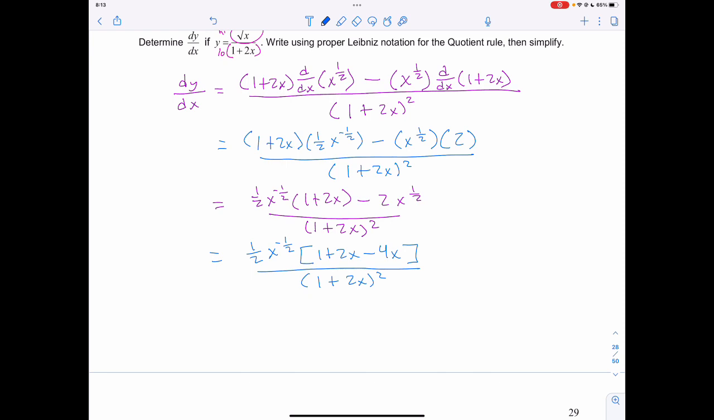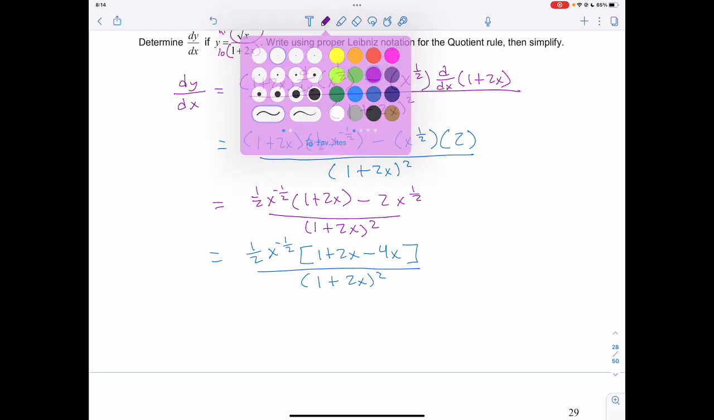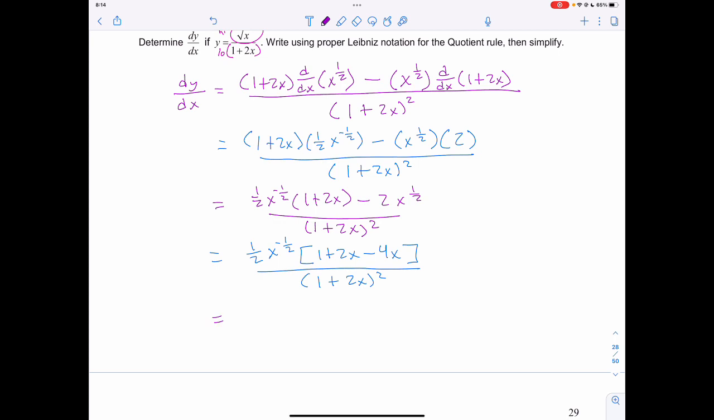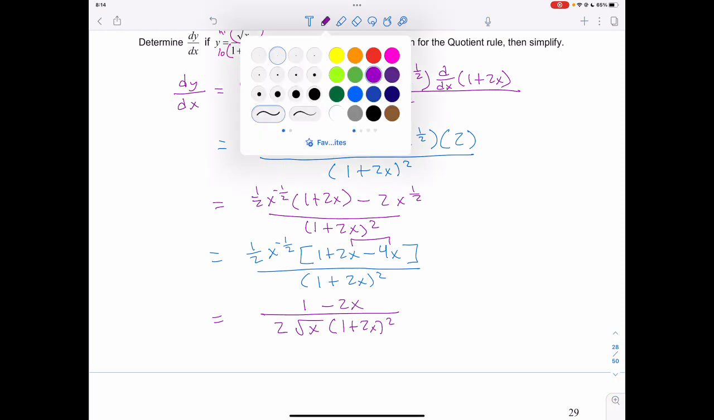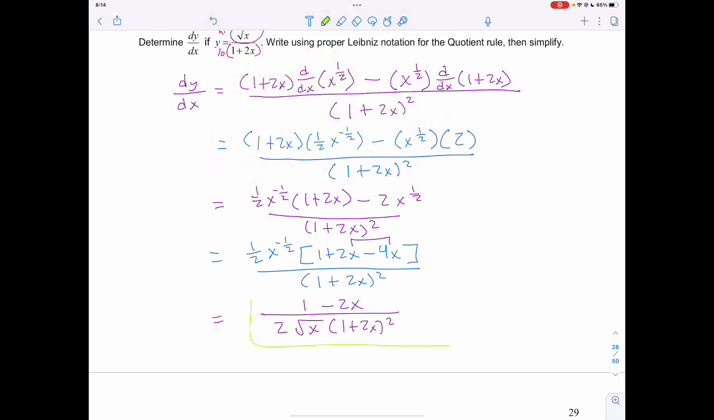I'm going to move the denominator of the 1/2 to the bottom. I'm going to move that negative exponent for x down to the bottom. And because it's to the 1/2, it is going to be 2 times the square root of x multiplied by 1 plus 2x squared. And in the numerator, I'm going to combine those, and I'm just going to have 1 minus 2x. And I am done.